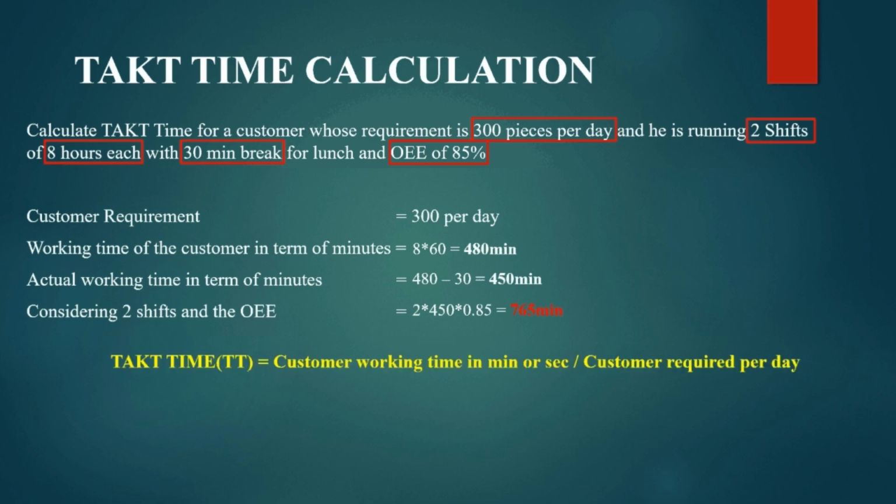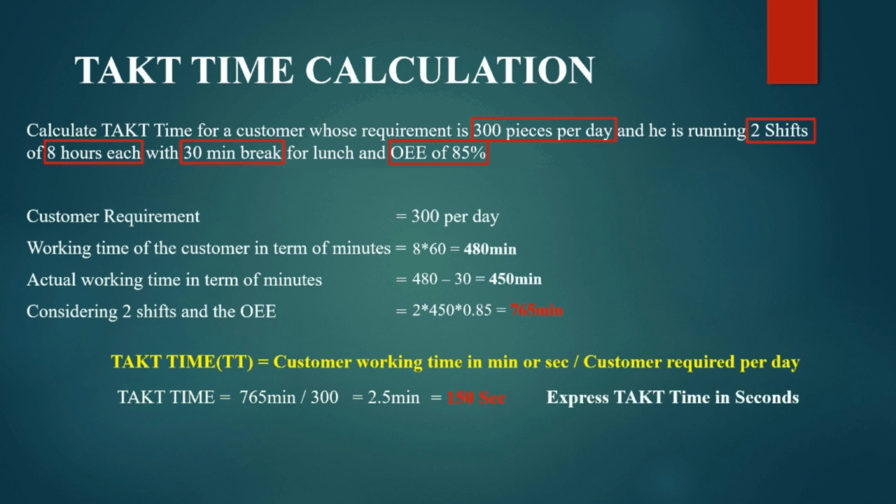Now let's take the formula. Takt time is customer working time in minutes or seconds divided by customer required per day. So here it is 765 divided by 300, which comes to 2.5 minutes. If you are working in the automobile industry, it is always suggested that you express takt times in seconds, because in the automobile industry everything runs on a second basis. An increase or delay of 3 to 5 seconds will have a huge impact at the end of the line. So that comes up to 150 seconds.